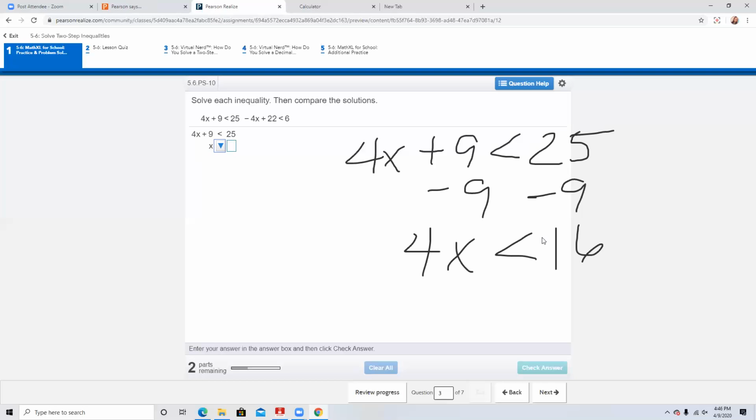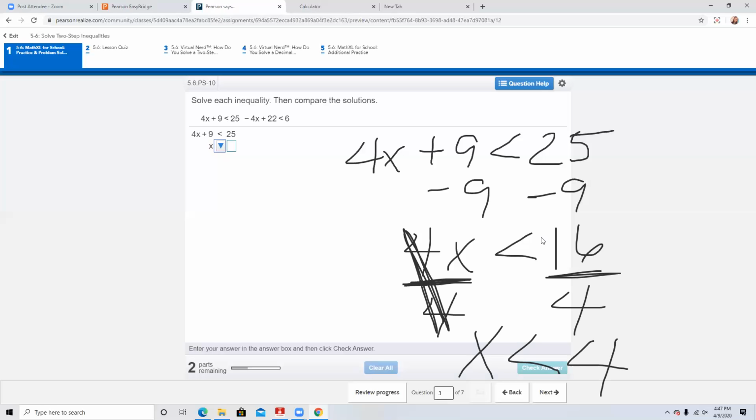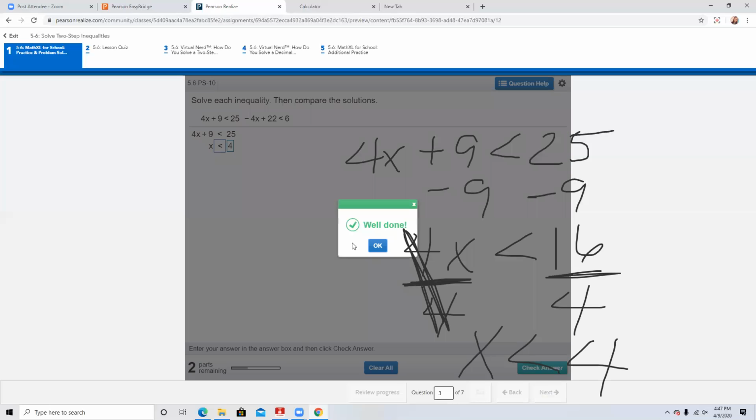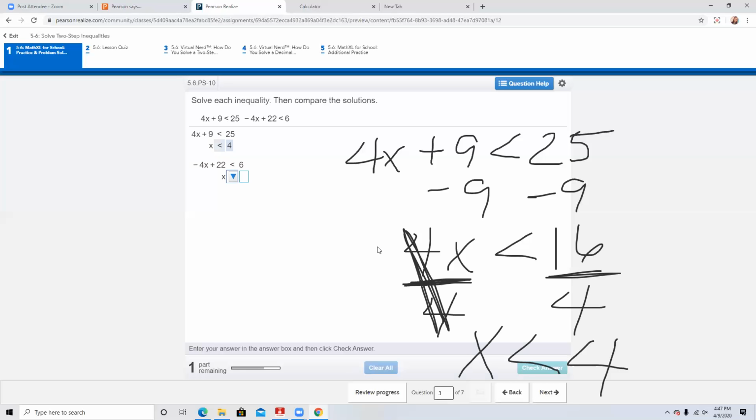Now, our next step, when we have multiplication here, 4 times x is a product, remember, multiplying. So you're going to do the opposite, which is divide. Divide by 4 on both sides. This 4 cancels out, and you're left with x is less than 4, because 16 divided by 4 is 4. So in this box right here, you put the less than sign, and then you put 4. I go and check my answer. It's correct. So make sure you're paying attention to what it's asking you.